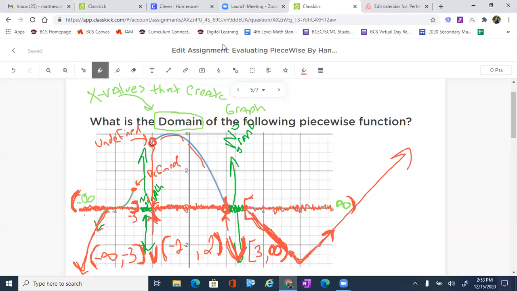So we have 3 parts to this domain. We go from negative infinity to -3 on the x-axis. We pick back up at -2. We go to 2, and then we pick back up at 3, and we go to infinity. Remember, brackets are when it's included. Parentheses are when it's not included. That has to deal with equals and not equals to. All right, that's the domain of just being given a graph.